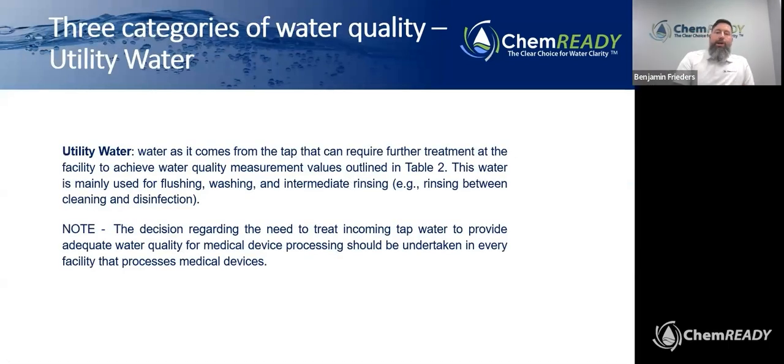Utility water. So water as it comes from the tap. As I mentioned a couple slides ago, this is directly from the city. This water is mainly used in medical device processing for flushing, washing, and intermediate rinsing. In terms of the decision regarding the need to treat incoming tap water, it should be undertaken in every facility that processes medical devices. And AAMI ST108 provides the guidance of what those water quality standards should be. So utility water, think city water.